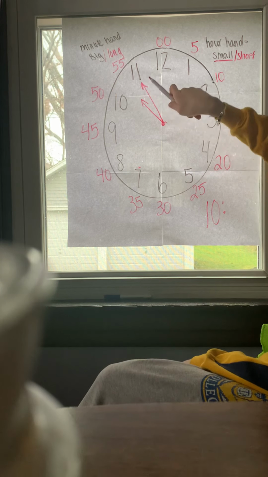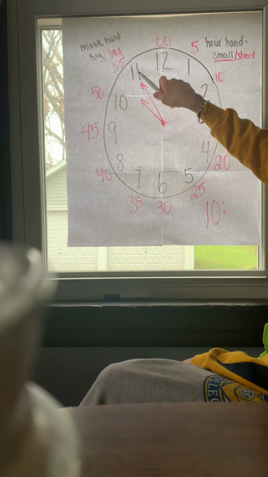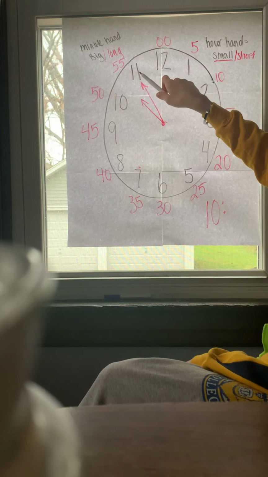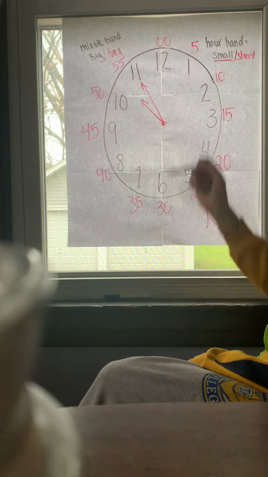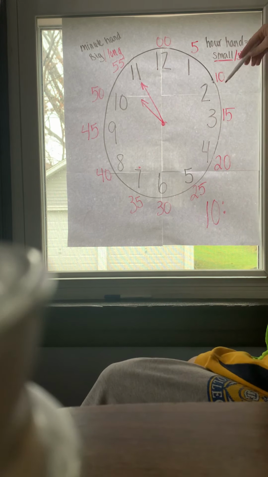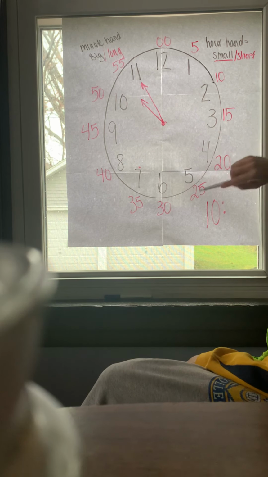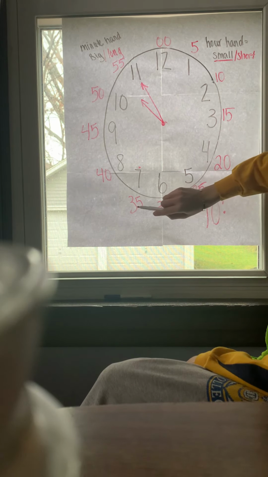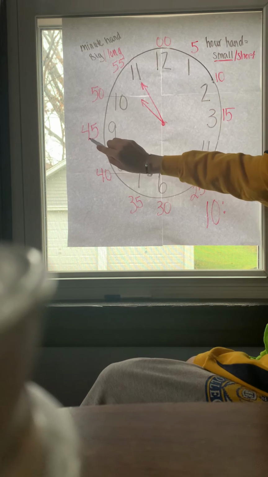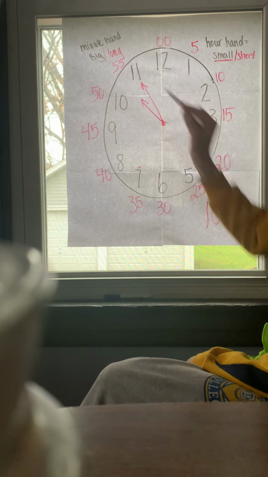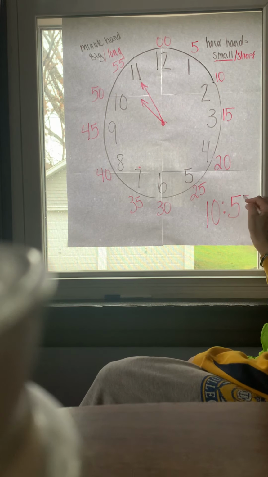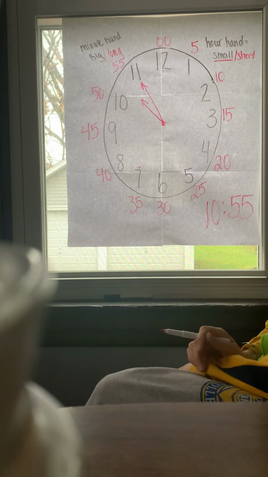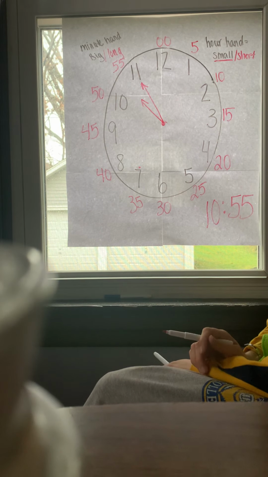Now, the minute hand or the longer hand is pointing at the 11. So I have to count by 5s all the way around until I get to the 11. 5, 10, 15, 20, 25, 30, 35, 40, 45, 50, 55. So the time right now is 10:55.